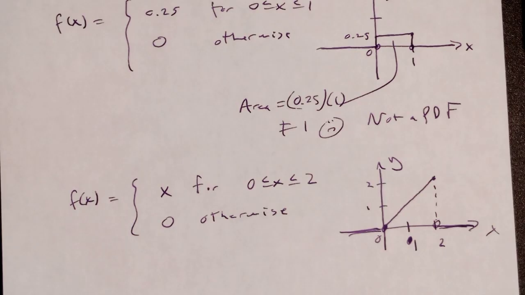Almost. Because it's a triangle, right? It's half the rectangle, so base times height divided in half. So this time the area is 2, still not a PDF. Dang it.